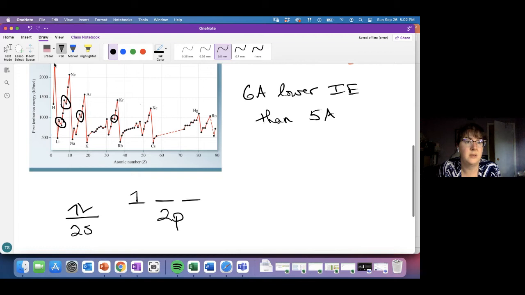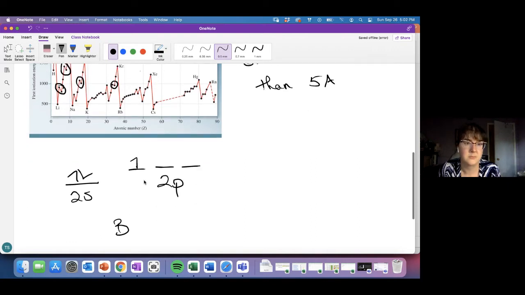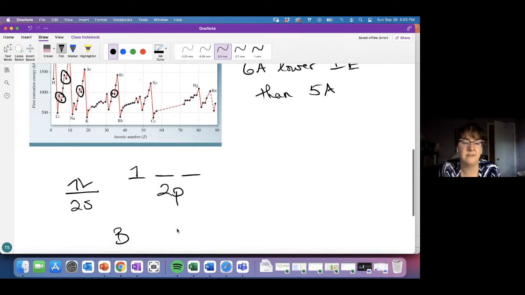And so when you could actually remove this one, this is the configuration for boron. So you actually have boron having a lower ionization energy, because as we remove this electron, you get the stability back from the full 2S subshell. So you can see some of those variations in ionization energy.